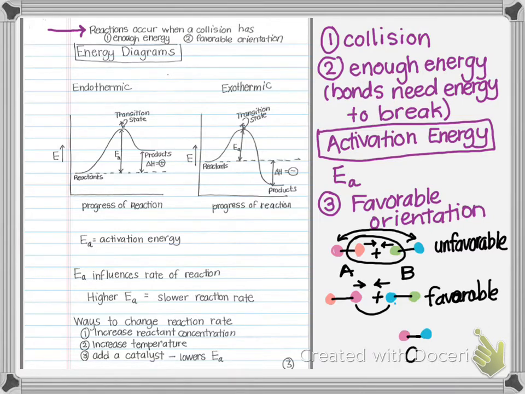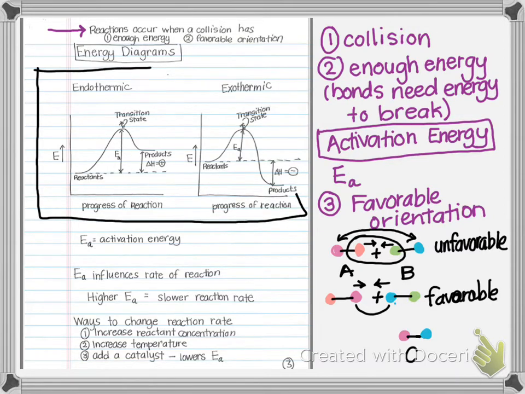So when we talk about orientation, it simply means: are the atoms that need to get together to form our new compound in an orientation or a location that is favorable to them getting together? Now we are going to write energy diagrams, and I have an example of endothermic and exothermic. We're not really drawing diagrams for specific reactions. Rather, we're trying to understand in general what these diagrams can tell us.